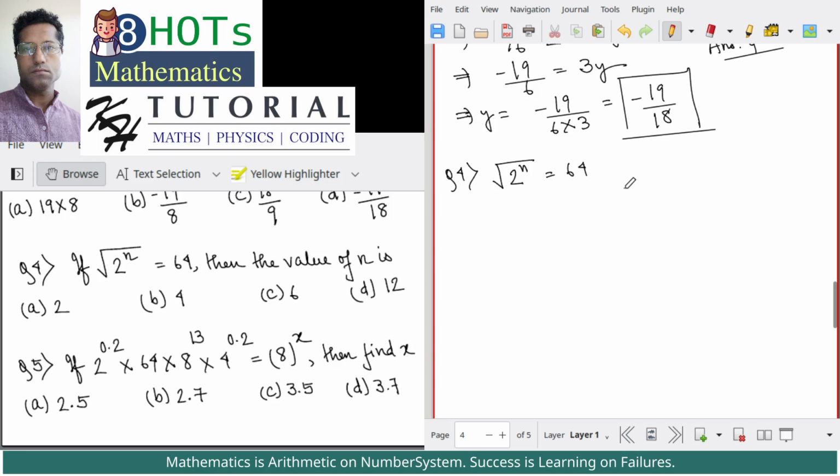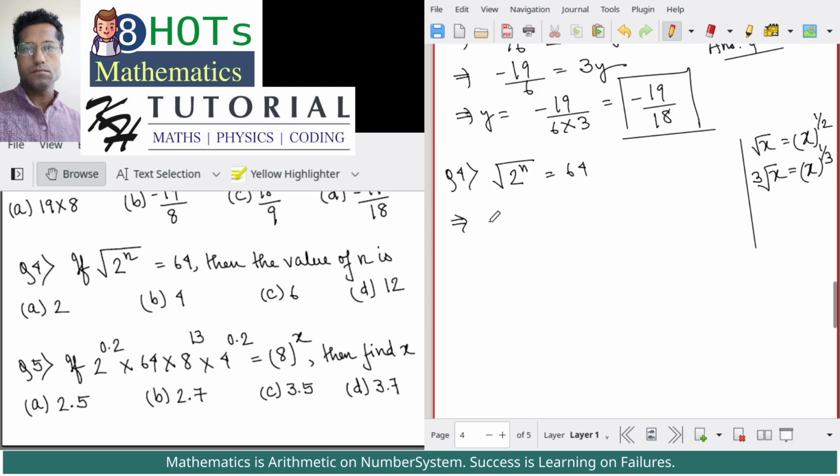So clearly we can see that the base has to be 2 because we have 2 to the power n, and the right hand side is 64, which can easily be converted as a power of 2. Okay, so now what is square root of 2 to the power n? Always remember that square root of x is nothing but x to the power half. Similarly, cube root of x in the exponential form is x to the power 1 by 3.